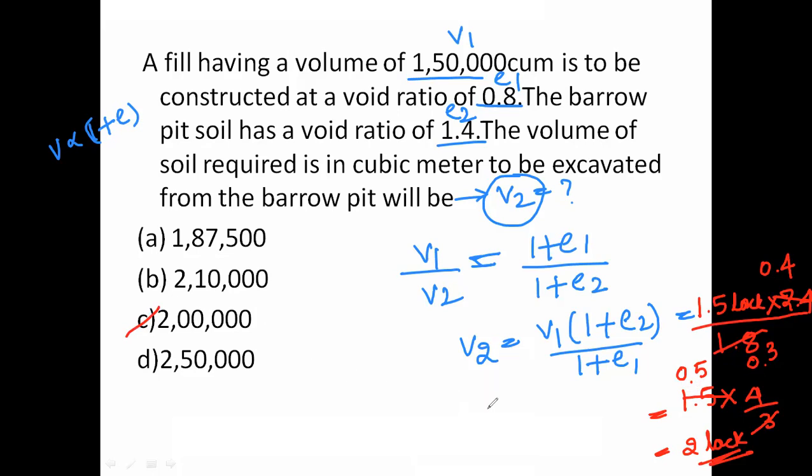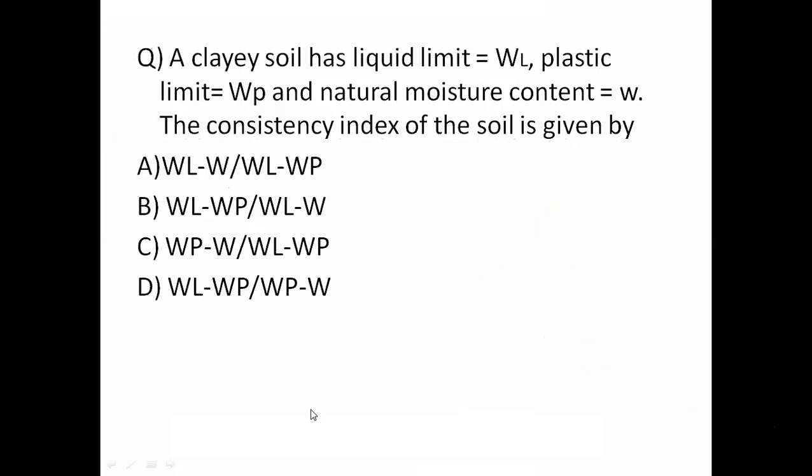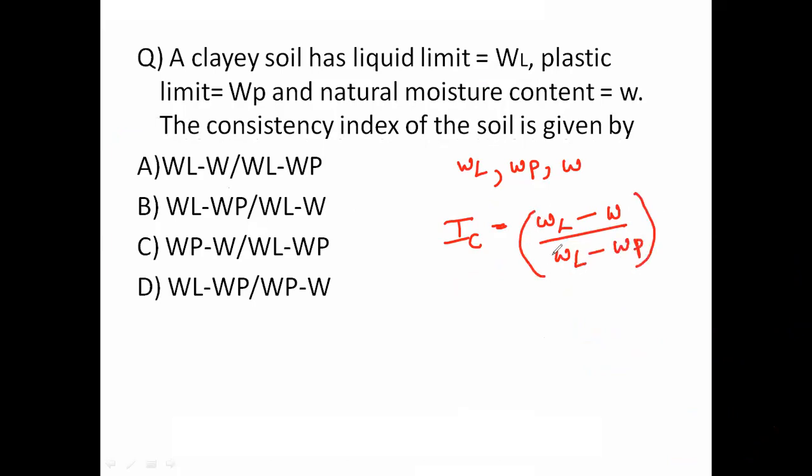Okay. Next problem. A clay soil has the liquid limit of WL, the plastic limit is WP, and the natural water content is W. Then the consistency index. The formula to find the consistency index is (WL minus W) whole divided by (WL minus WP).